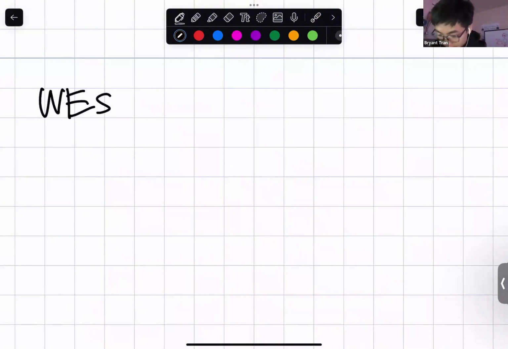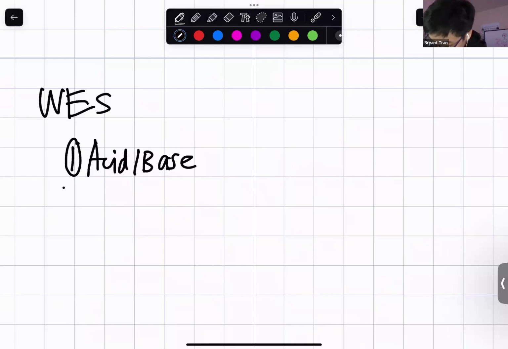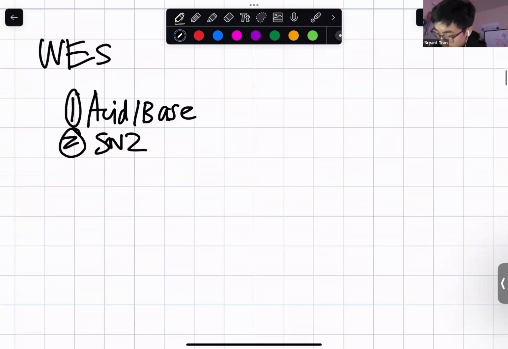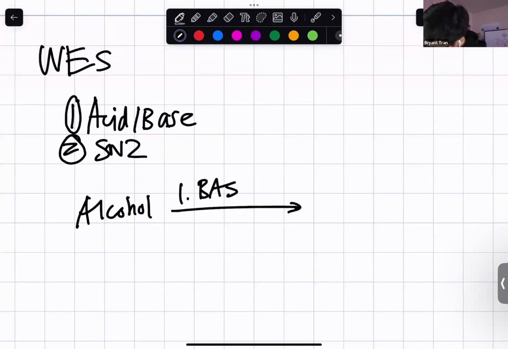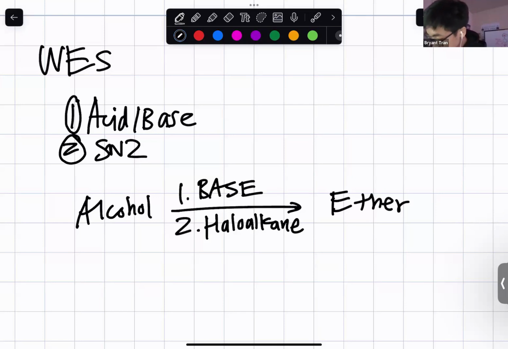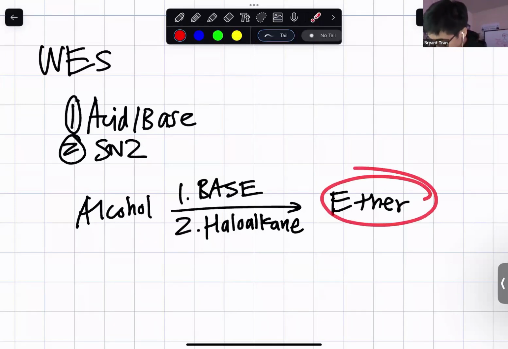There's two reactions that go with this. The first reaction is an acid-base reaction. Second step is an SN2 reaction. Right, 2 steps for Williamson ether synthesis. It's gonna start with an alcohol, and we're gonna react that with some sort of base, right? And the second step is gonna be some sort of haloalkane to create an ether, right? It's in the name, Williamson ether synthesis. We're gonna synthesize an ether.